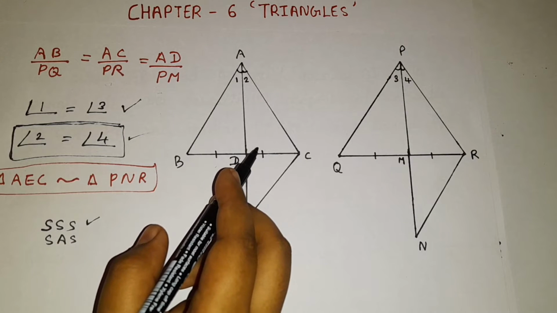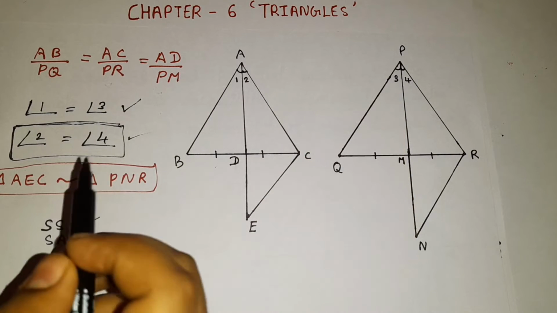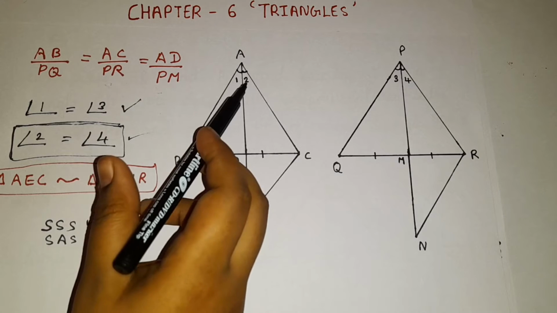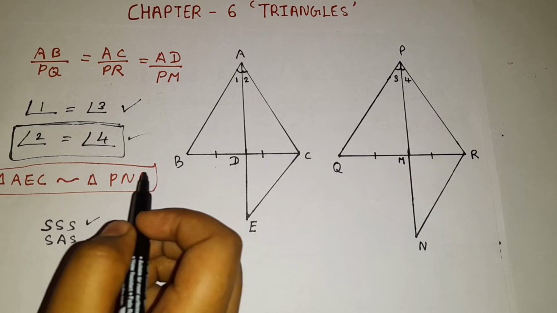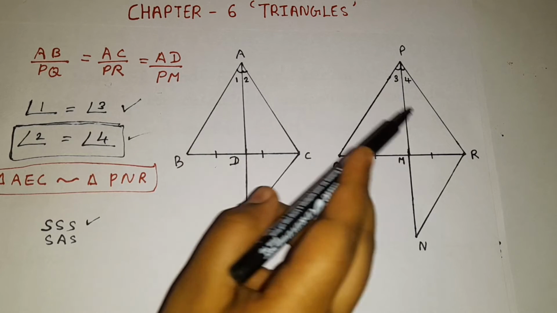Am I right? We are going to be proving angle 2 is equal to angle 4. So what is the point of proving AEC is similar to PNR? The point is angle 2 is equal to angle 4. That is what our aim is, right? Am I right? So that is what our aim is, that is angle 2 is equal to angle 4.